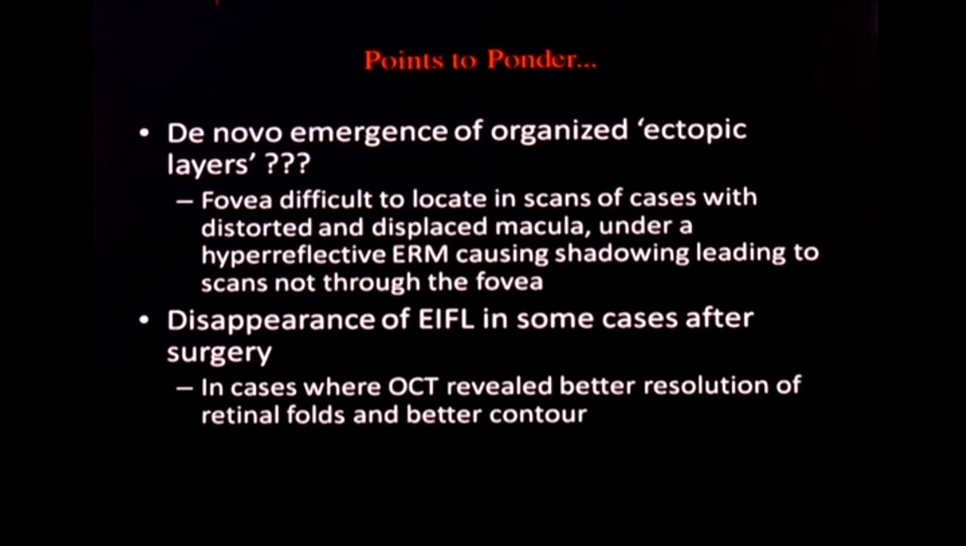The other point that I found a little controversial was disappearance of EIFL in some cases, whereas it did not disappear in other cases. What happened to the cases where it disappeared, and what different happened where it did not disappear? So based on this, I just have 2 or 3 slides where I wanted to show. This is a patient who would have been classified as a stage 4 with the EIFL with the disorganized retina.